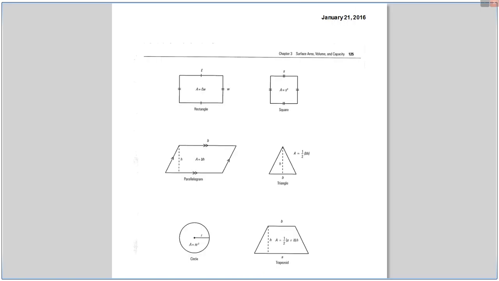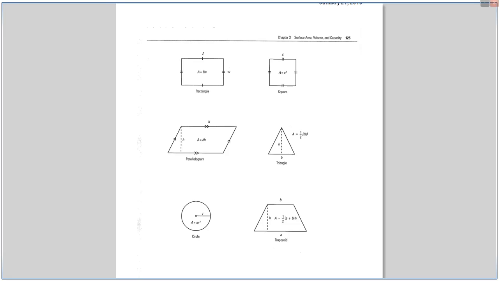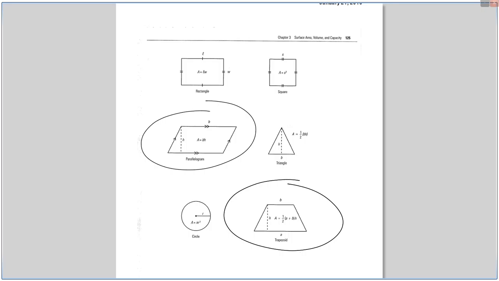To do surface area of 3D objects, you're going to have to know how to do area of 2D objects, because you're basically just going to add them up after. The two that are not too familiar would be the parallelogram and the trapezoid. These other ones, rectangle, square, triangle, and circle, should all be very familiar to you. These ones are not on my formula sheet, so I'll likely not really test you on them. So we'll probably just ignore questions that involve the parallelogram and the trapezoid.